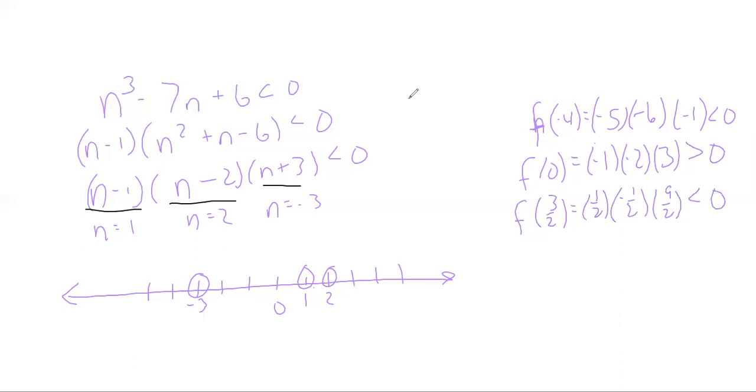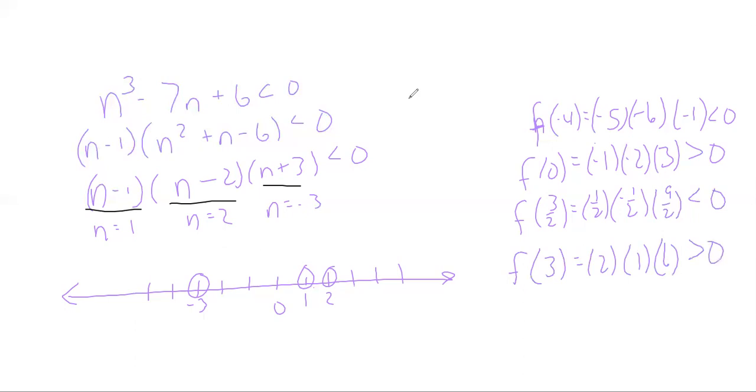The last one I'm going to pick is on the outside out here, f of 3. Well, 3 minus 1 is 2. 3 minus 2 is 1, and 3 plus 3 is 6. That's all going to be positive.